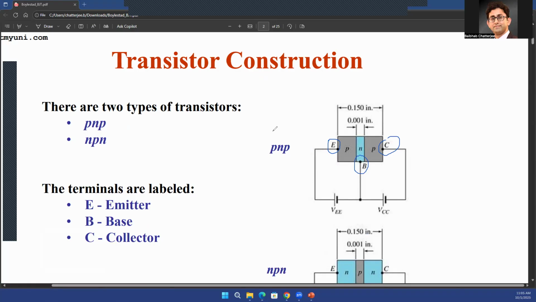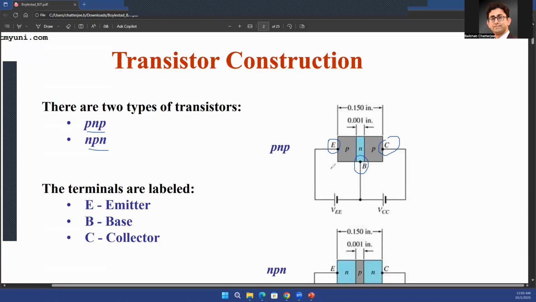The emitter will be the emitter of the majority carriers in the type of transistor that you're using. So if you have a PNP, your emitter is a P-type semiconductor. And inside the P-type semiconductor, you know that the majority carriers are the holes. On the other hand, for NPN, the majority carriers will be electrons because you have an N-type emitter, and the majority carriers for N-type semiconductor are electrons.